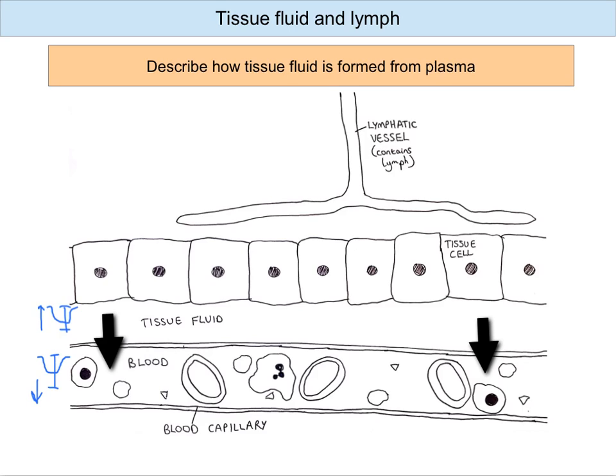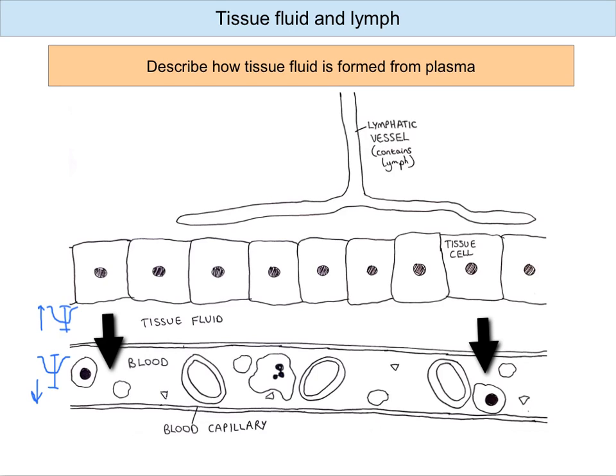So the overall effect would be that the water would move via osmosis from an area of high water potential to an area of low water potential. And these arrows represent that direction of travel, from tissue fluid to blood. However, there's another major force or pressure that we have to consider before we can get an idea of how tissue fluid is formed, and that is the idea of hydrostatic pressure.